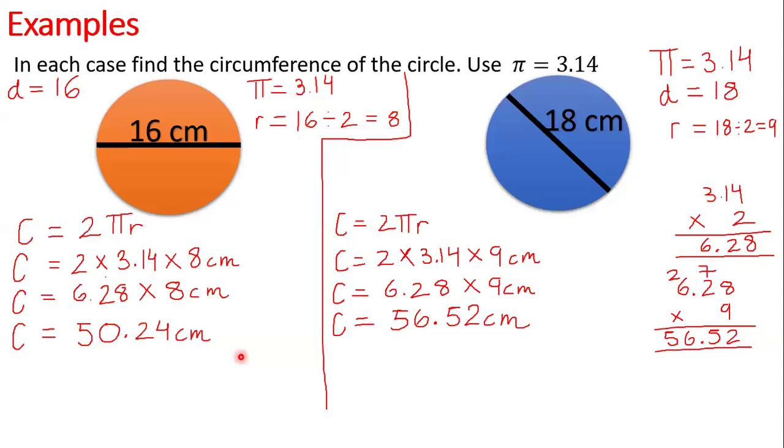Okay. So 8 times 9 would be 72. I know what you mean. Go ahead, Deontay. 9 times 2 is 18. 18 plus 7 is 25. Carry the 2 by the 6, and then 6 times 9 is 54. 54 plus 2 is 56. Very good. And so it's 56.52 centimeters. That makes sense? Yes, sir.